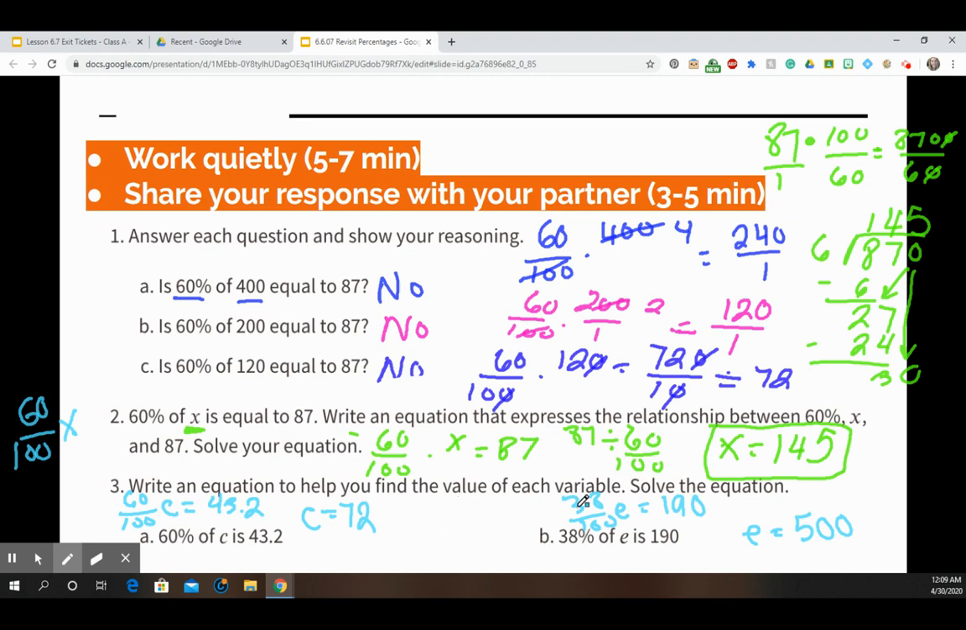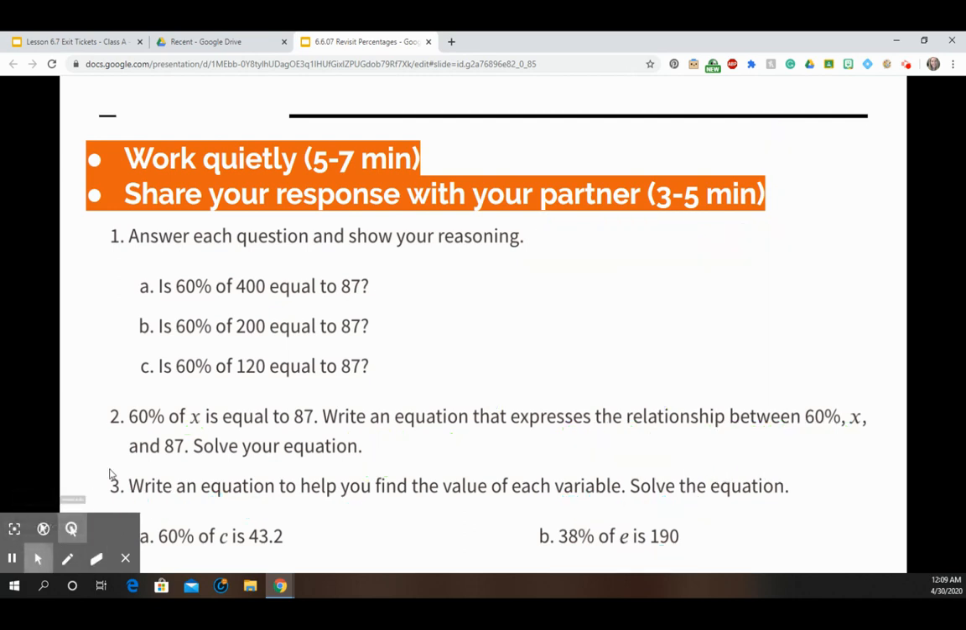For the decimal, you just would have written it as 0.38 e is equal to 190, right? Or 38 hundredths e is equal to 190. We're pretty comfortable moving between those. So if that's easier for you, that's totally fine. All right, let's move on.